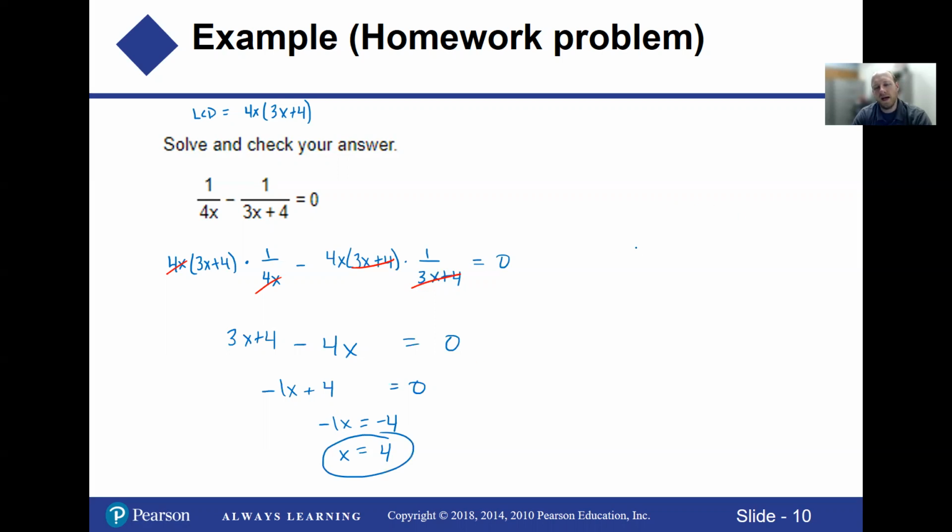And again, you have to check if that's an extraneous solution. You can see this is not going to be extraneous because it's not going to make your denominator 0. But I still want you to check. So does 1 over 4 times 4 minus 1 over 3 times 4 plus 4 equal 0? Well, 1 over 4 times 4 is 1 over 16. 1 over 3 times 4 is 12, plus 4 is also 16. And when we subtract 1 over 16 from 1 over 16, we get a 0. So this checks out. So x is equal to 4 is your answer.